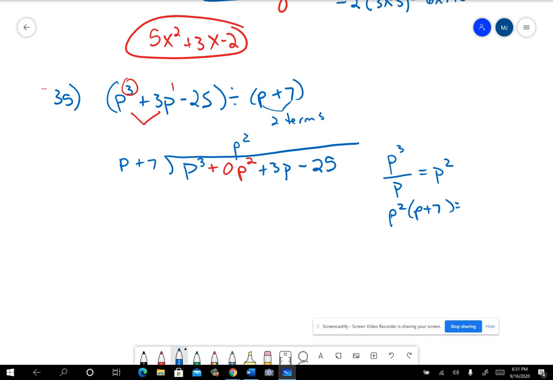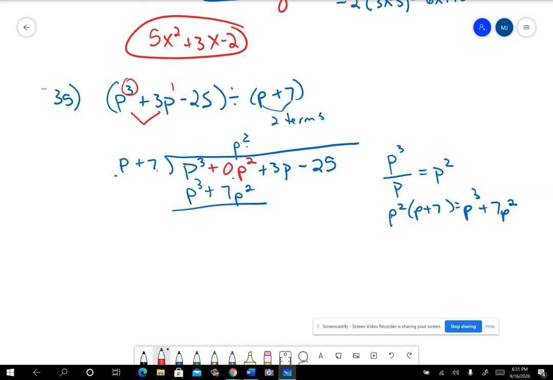Okay, so when you did that, did you get p to the third plus 7p squared? So that should go right here when you multiply back. And if you're comfortable doing it without the scratch work to the side, that's okay too. It's just multiply back times both p and 7 and write that down. And see how if we didn't have that 0p squared, we would not have had a place to line up the p squared term. So that's why you had to put in that placeholder.